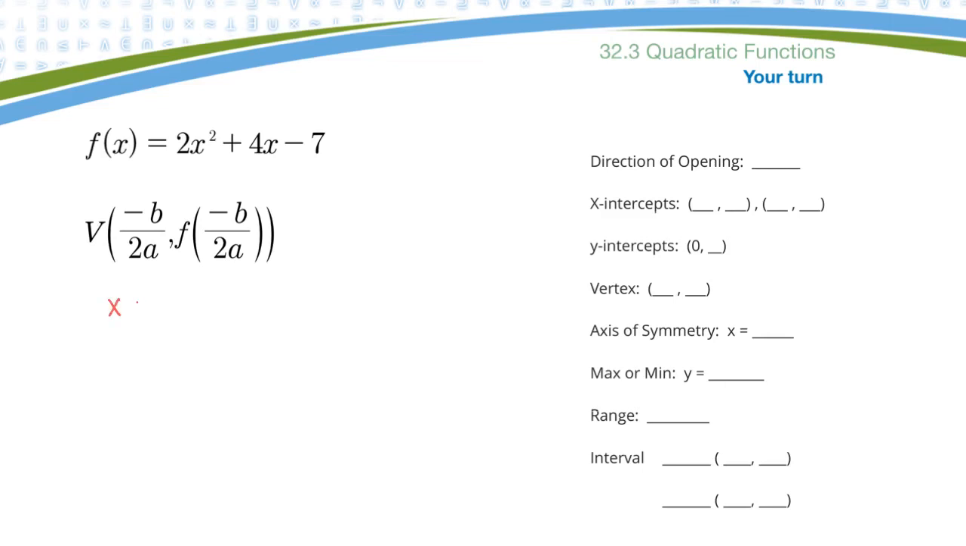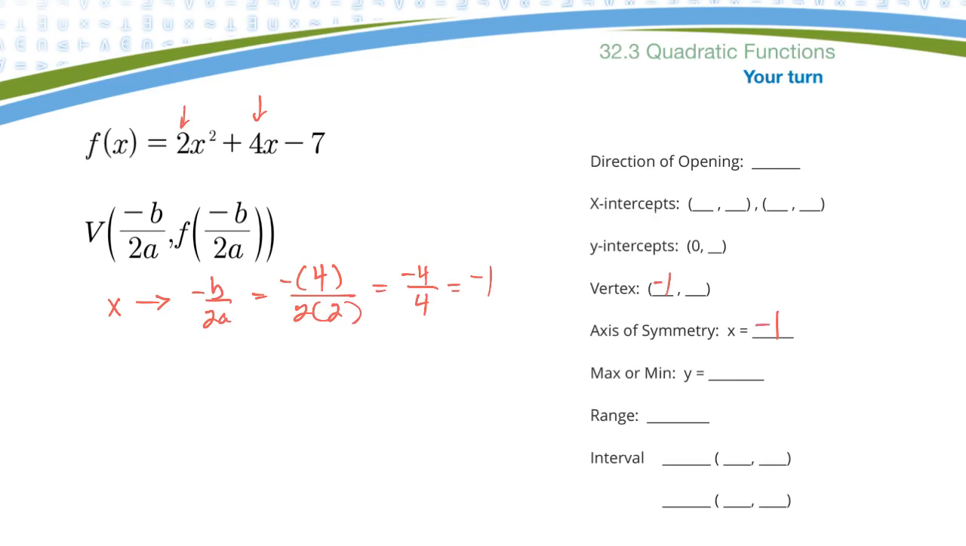So to get the x-coordinate of the vertex, it's minus b over 2a. So minus b over 2 times a. So b is this number, 4, all over 2 times a is 2. So this would be minus 4 over 4, or a minus 1. So the x value of the vertex is minus 1, axis of symmetry is minus 1.